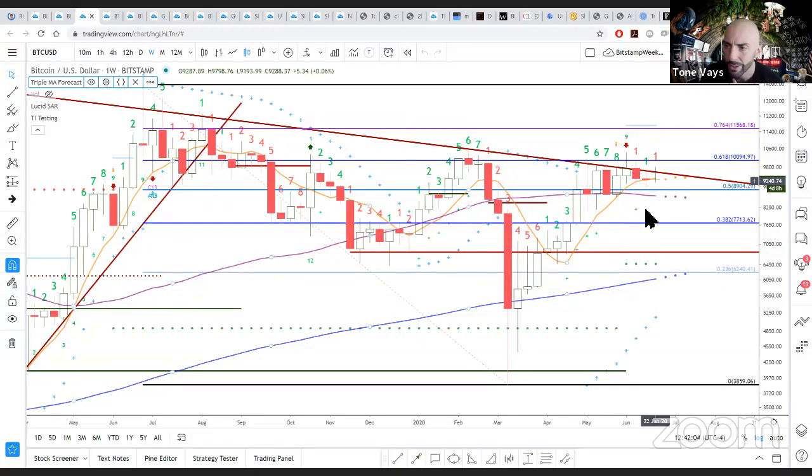Individual news in Bitcoin matters a little bit, but the overall correlation to the stock market is clearly the bigger issue here. Whichever way the stock market begins to move, Bitcoin is sure to follow in direction. I don't believe Bitcoin will go to new lows, even though the stock market could, but I also don't believe the stock market is going to go to new lows.